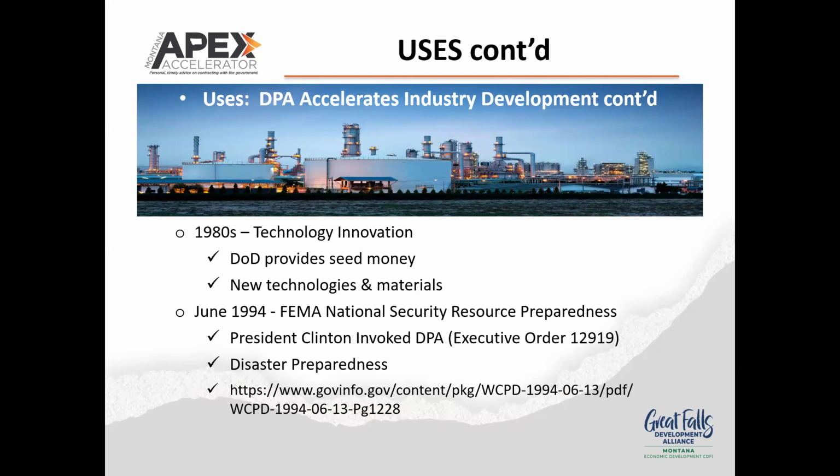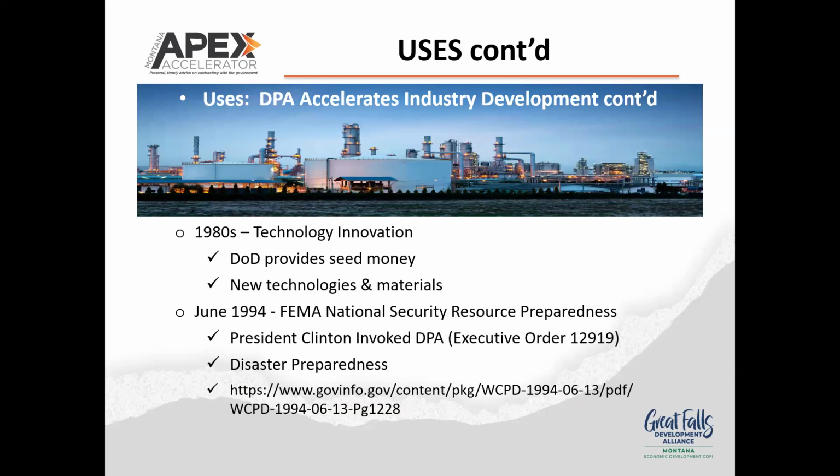Beginning in the 1980s, the DoD began using the contracting and spending provisions of the DPA to provide seed money to develop new technologies. DoD has used the Act to help develop a number of new technologies and materials, including silicon carbide ceramics, semiconductors, microwave power tubes, radiation-hardened microelectronics, superconducting wire, metal composites, and the mining and processing of rare earth minerals.